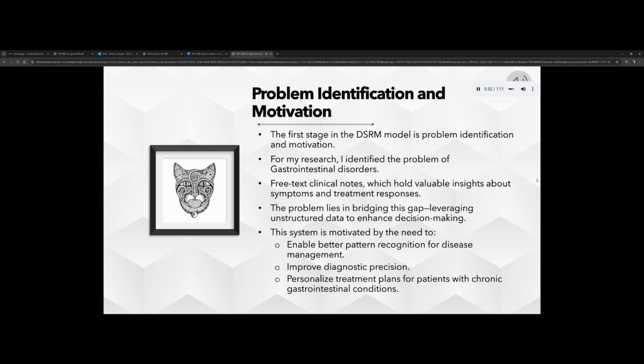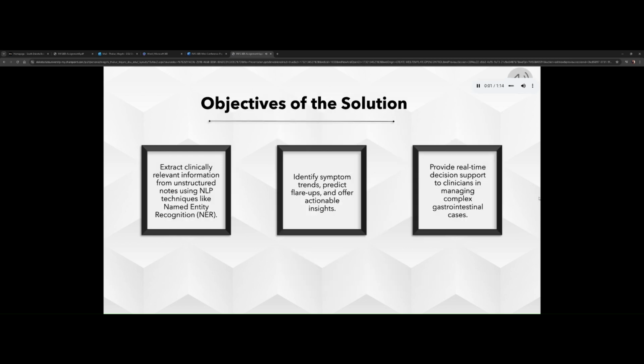So this system is motivated by the need to enable pattern recognition for disease management. Number 2, improving diagnostic precision. Number 3, which I would say is the most important here, is personalizing treatment plans for patients with chronic gastrointestinal conditions. Moving on to the next step, which is the objective of the solution.